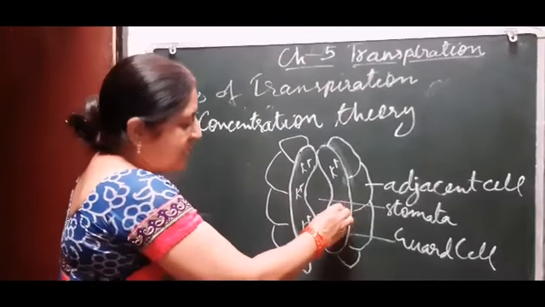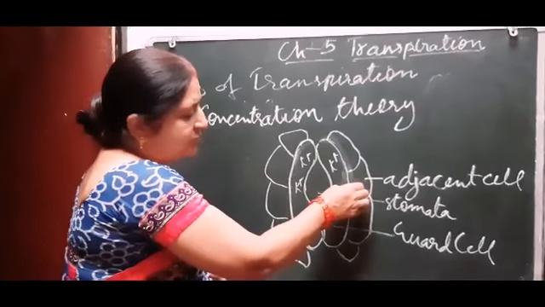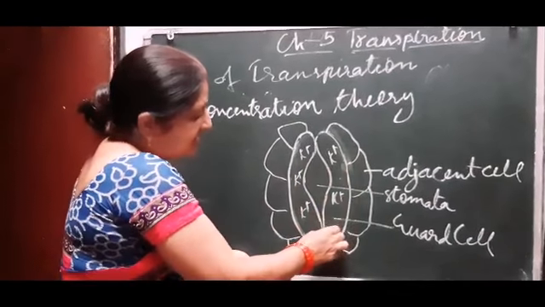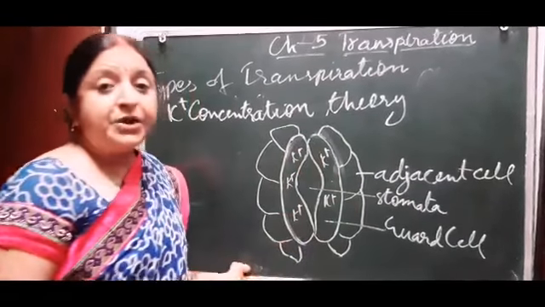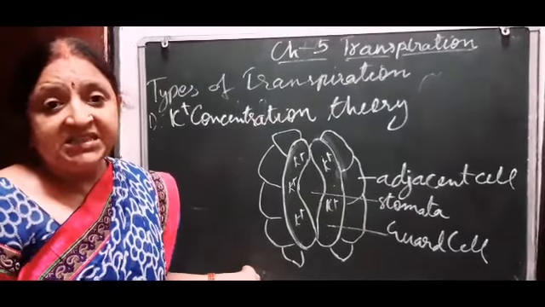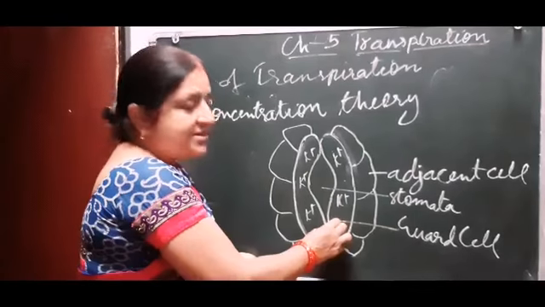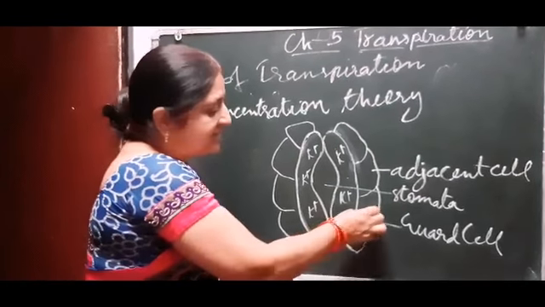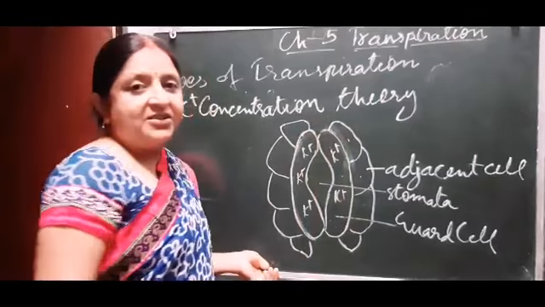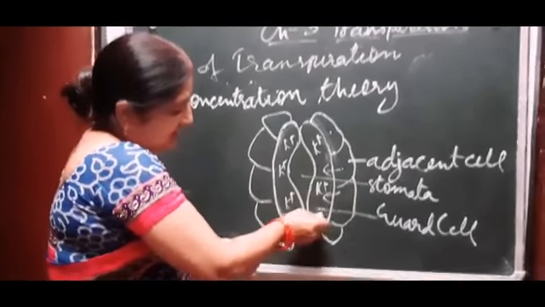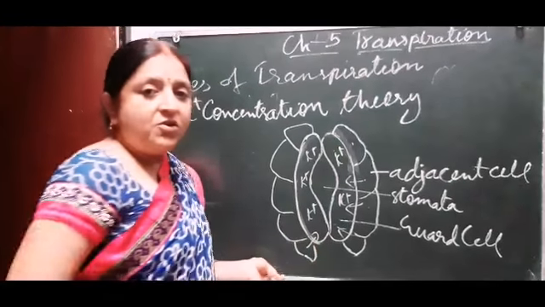When it accumulates potassium ions from these adjacent cells, these potassium ions make the cell sap of the guard cell hypertonic. Hypertonic means the water concentration of this guard cell becomes less as compared to these cells, so that endosmosis takes place. We all know osmosis.